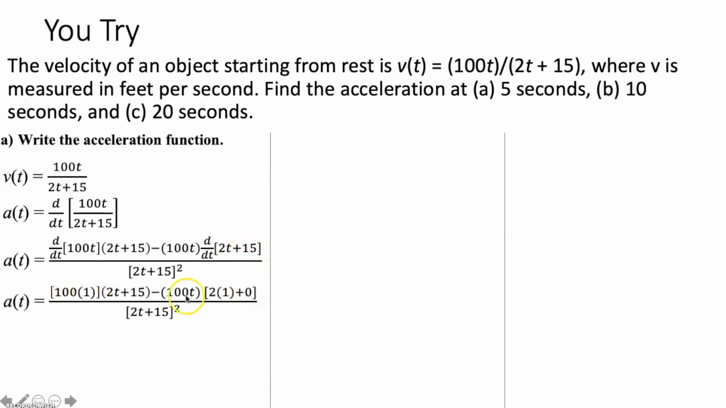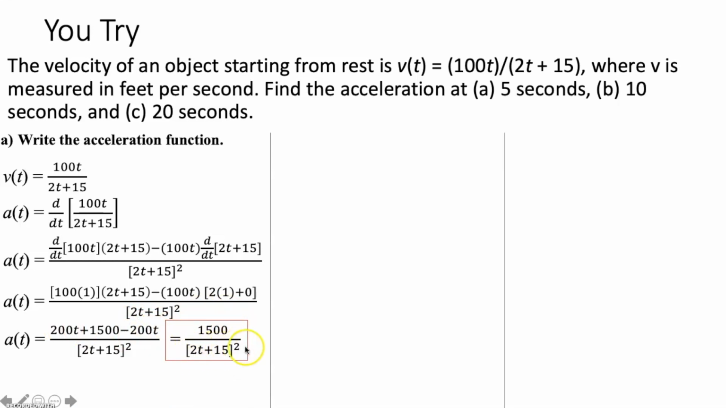Now, we can simplify this. 100 times 1 is 100. 2 times 1 plus 0 is just 2. If we multiply that to this negative 100t, we get negative 200t. And if we multiply this 100 to the 2t and to the 15, we've got to distribute it. This is what we get. Now, the 200t and the negative 200t are going to cancel each other out, and we're left with 1500 over 2t plus 15, the quantity being squared. Now, what did we just find? We found the acceleration function.